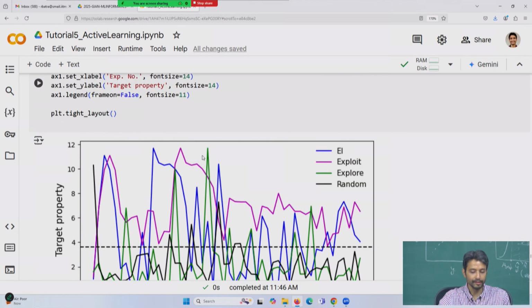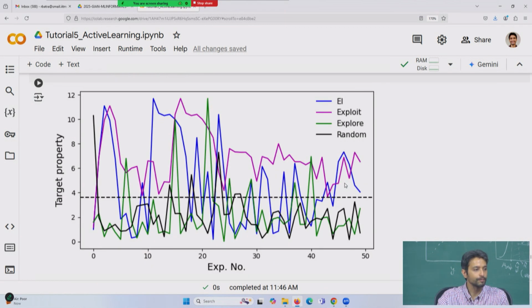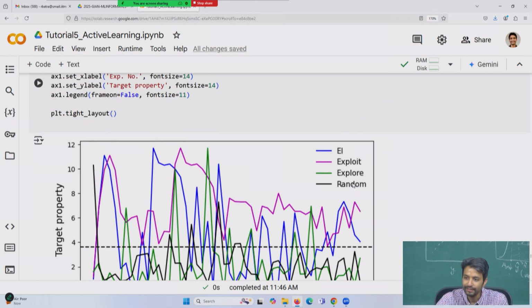Different acquisition functions have been tried for different material data sets, and expected improvement and exploitation both seem to perform well, and expected improvement always performs slightly better than exploitation. So this observation has been made. Why should it happen? Why will expected improvement always perform slightly better?